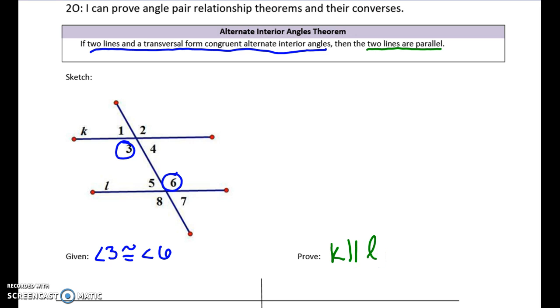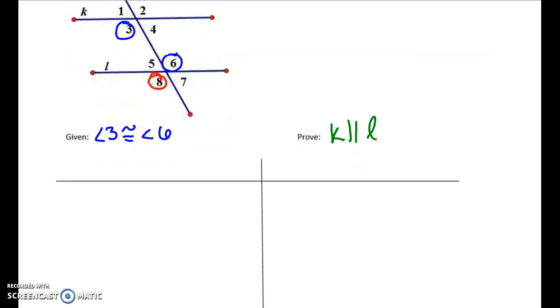Now, in order to do this, I always want to find a helper angle. And my helper angle always needs to have a corresponding relationship with one of my angles and then an easy relationship, either vertical angles or linear pair or something like that, with the other one. I see 8 is a really good helper angle because it corresponds with angle 3 and it's vertical to angle 6. I could have chosen 2. 2 would have also been a good helper angle because it corresponds with angle 6 and is vertical to angle 3. But I'm going to stick with 8. So let's take a look.